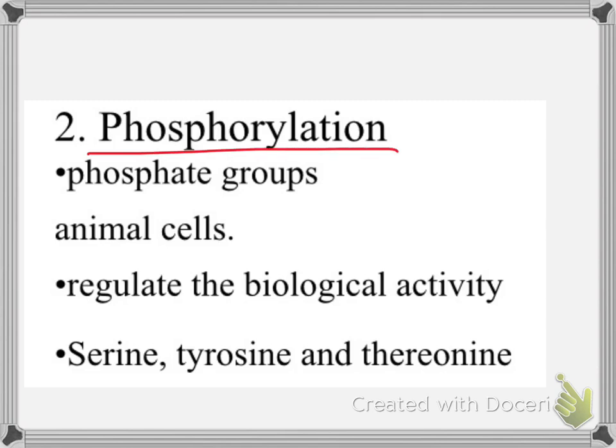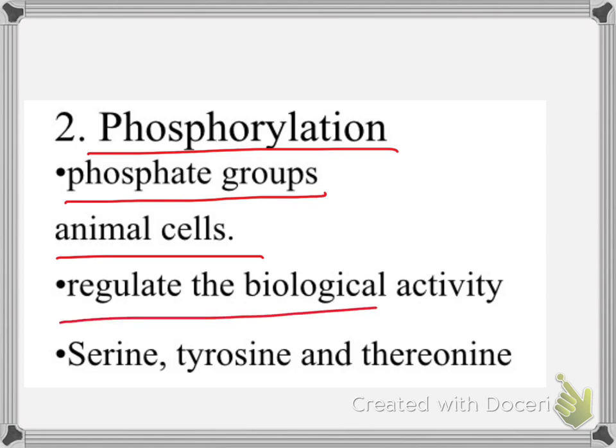Next one is phosphorylation. It is the addition of one or more phosphate groups to the protein. Phosphorylation is one of the most common protein modifications that occurs in animal cells. Most of the phosphorylation occurs as a mechanism to regulate the biological activity of the protein.